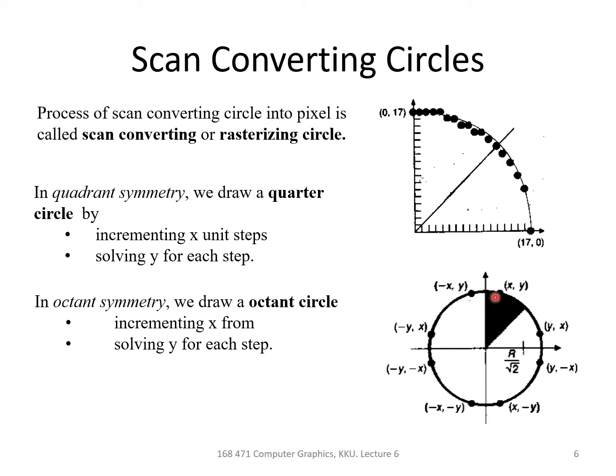And if we are using an octant symmetry, then only this part is calculated and the rest is obtained by these values. In both the cases, we increment the value of x by 1 and we perform calculation on y. In both the cases in the algorithm, this will be the first point 0 comma r. In this point, the x value is 0 and this is the radius. So 0 comma r, here radius is 17. This will be the first point and for the remaining points, we'll increment the value of x by 1 and we perform calculation for y.